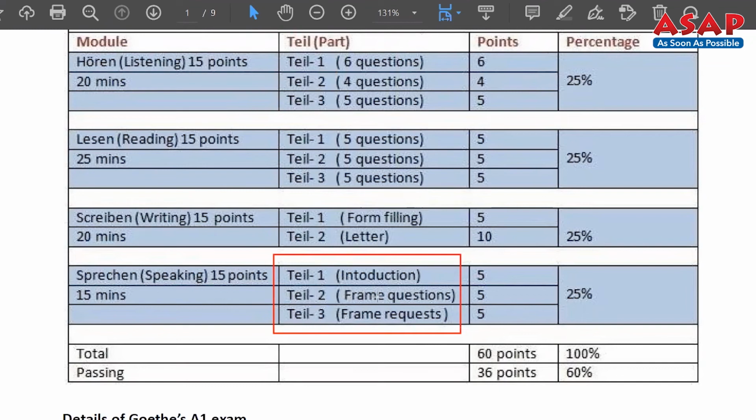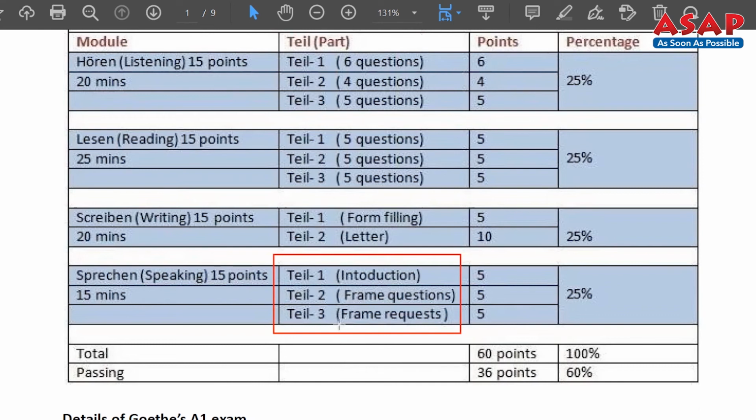Tile two, framing questions. You have to frame questions and you have to answer the questions framed by your partners. As I said, there will be 4 candidates. First candidate will get 1 card, and he will have 1 word on that. We'll see later how to do that. So you have to frame questions and your partner has to answer. Your partner will frame questions and you have to answer those questions. How many questions will be there? Around 3 questions. And you have to answer those 3 questions one by one. It's not like all 3 questions you will get at once.